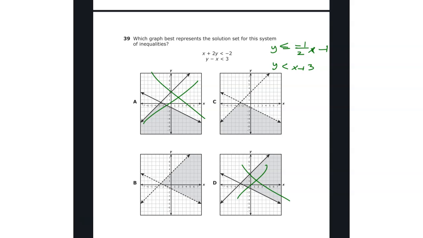All right, so our positive slope graph looks that way. We have to shade below it. Our negative slope graph looks that way. We also have to shade below it. So this is going to be your best answer.